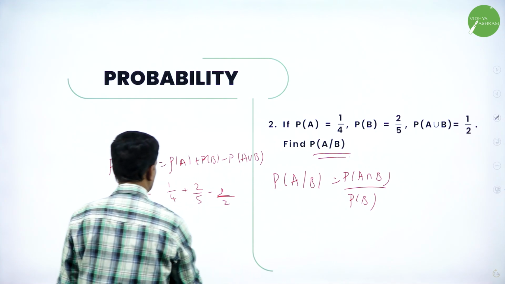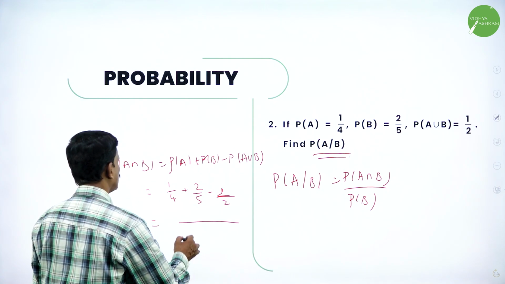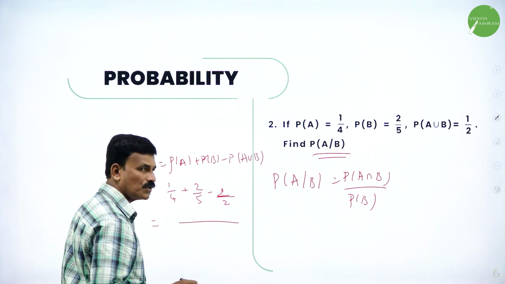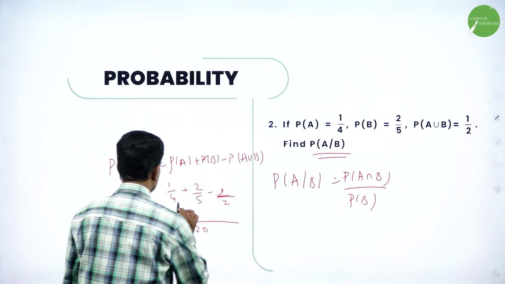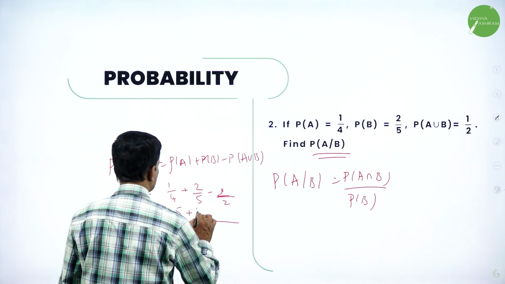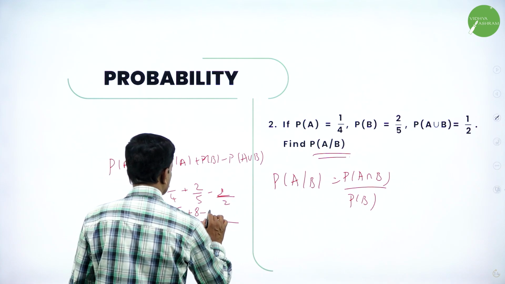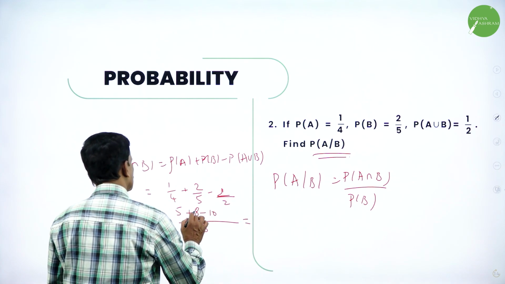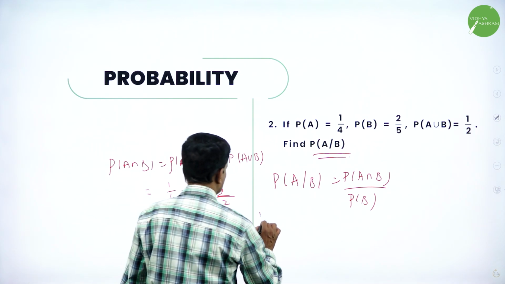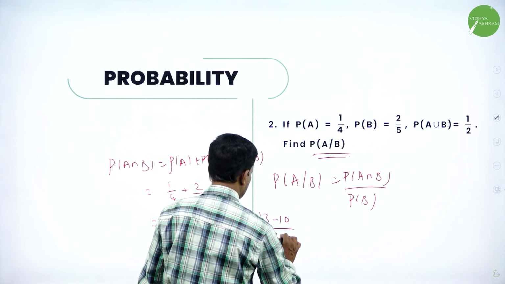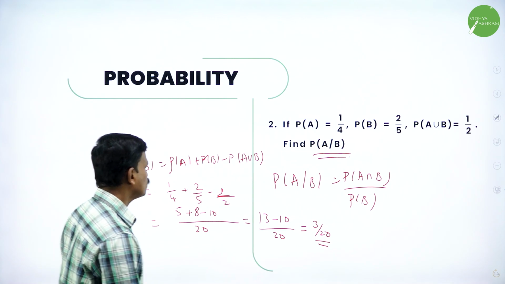Simplify this. What answer are you going to get? Just take the LCM of these and simplify. What is the LCM? 20 is the LCM. So 5 4s are 20, 4 5s gets cancelled. 5 ones are 5, 4 twos are 8, minus 10. So that is 5 plus 8, which is 13, minus 10, divided by 20, that is equal to 3 by 20. So the probability of A intersection B is 3 by 20.